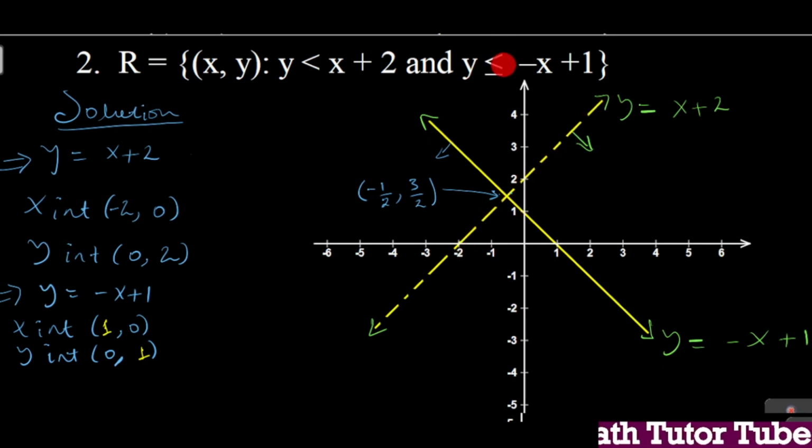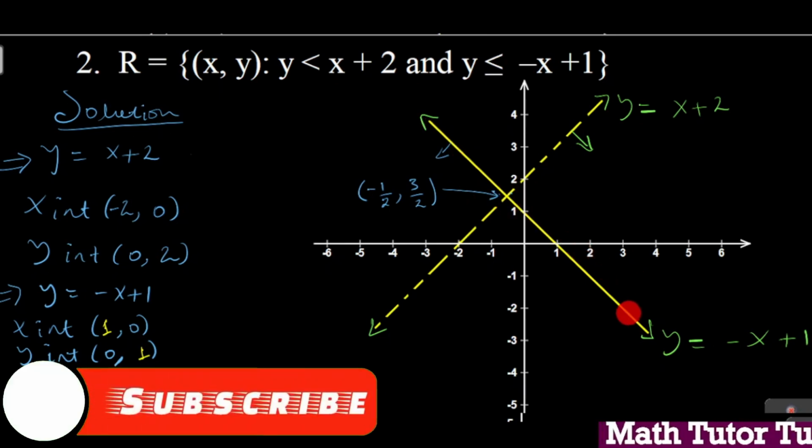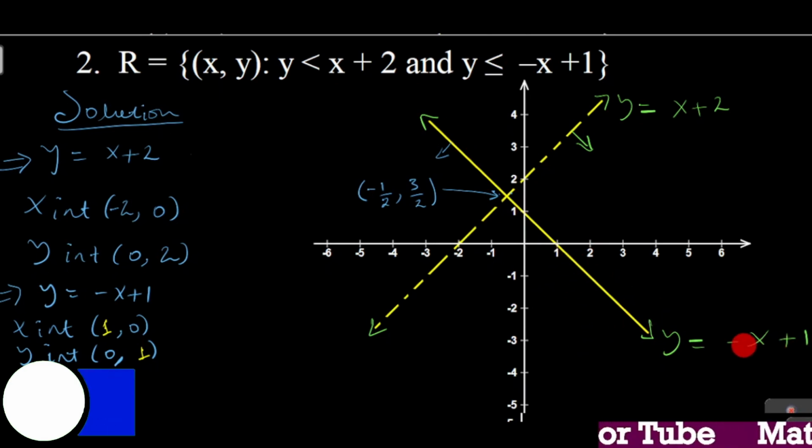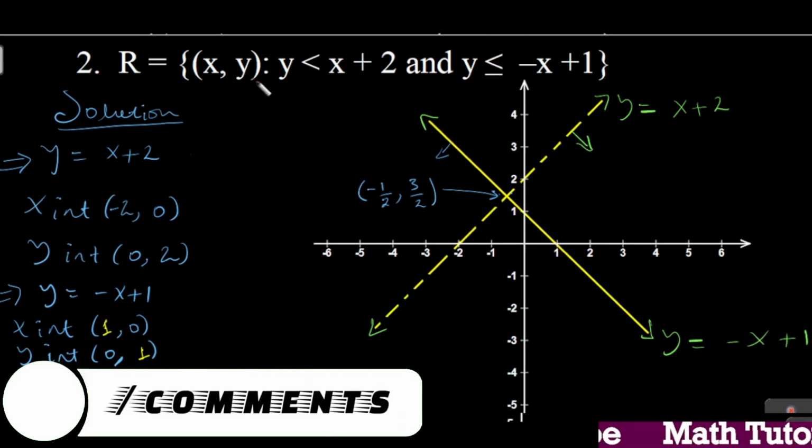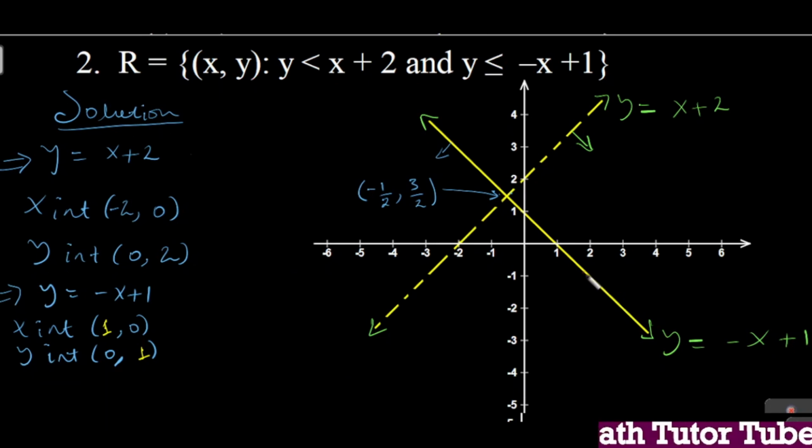And second, we also find the x-intercept and y-intercept for the second relation. So y is equal to minus x plus 1. The x-intercept is (1, 0) and the y-intercept is (0, 1). So (1, 0) is here and (0, 1) is here. And connect them, you will get this straight line. So this straight line is y equals minus x plus 1, and since the inequality is less than or equal to, we shade below the line.